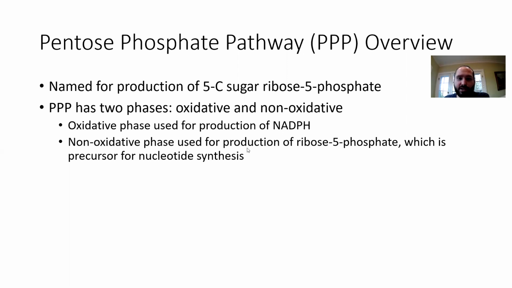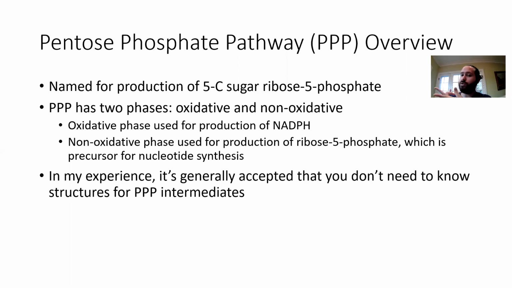The non-oxidative phase is used for production of ribose 5-phosphate, which is, of course, a precursor for nucleotide synthesis as well as coenzymes. So those are the two parts of the pentose phosphate pathway, and those are what they are used for in the cell.